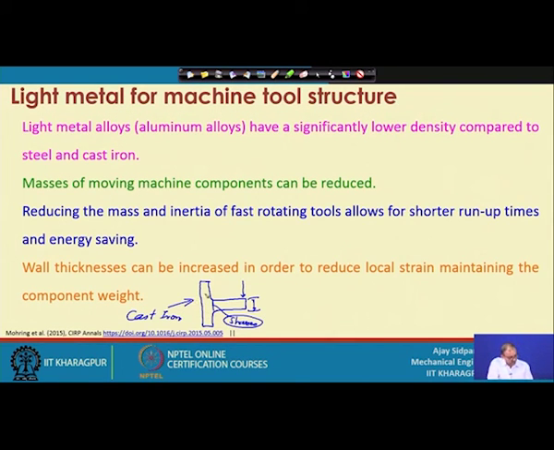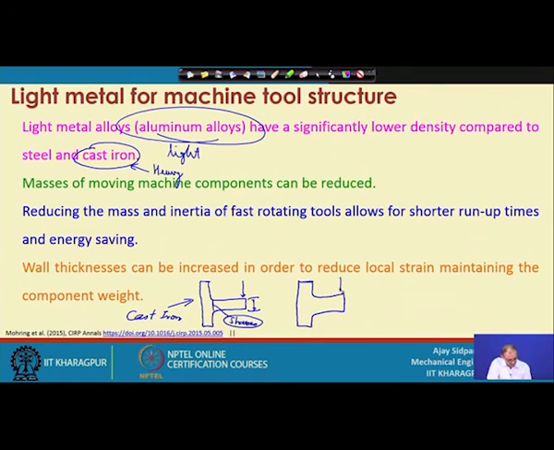Now, if you use aluminum alloy, we know that aluminum alloy is light compared to cast iron, which is heavy, correct. So, now what you can do is increase the thickness of the rib. Now, you apply the same force. Now, this T and this T, T1 and T1, and this is T2 and T2. So, T2 is higher than T1, correct.